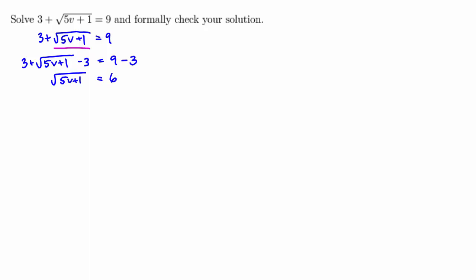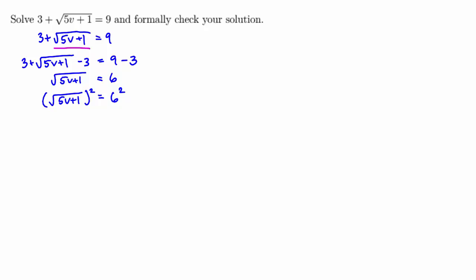Now that I have that radical expression isolated, I want to get at that variable that's inside it, and to do so I'll need to square each side. So I'll take the square root of 5v plus 1, I will square it, and then I will do the exact same thing to the right side. So I'll take that 6 and I'll square it.